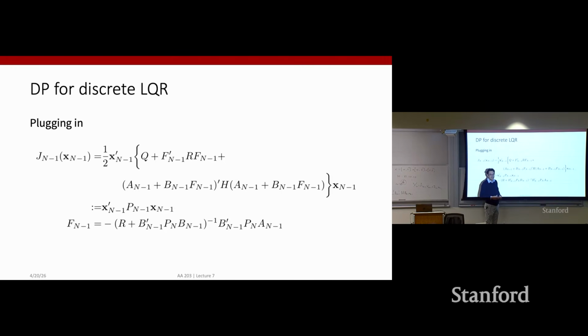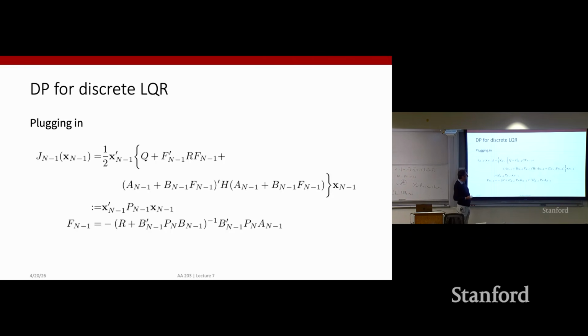Just do it as an exercise. You pick u equal to f x as the optimal solution. Go back into the cost function with that form of u, and what you get is that the cost is a quadratic in x. So then you start seeing some pattern.